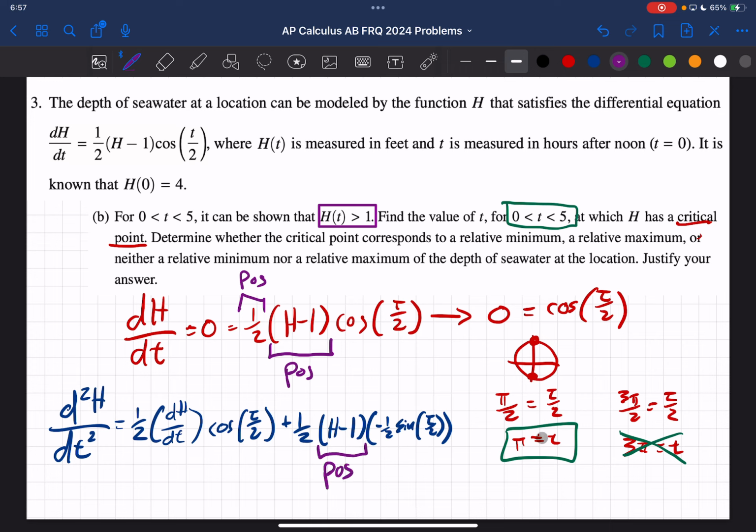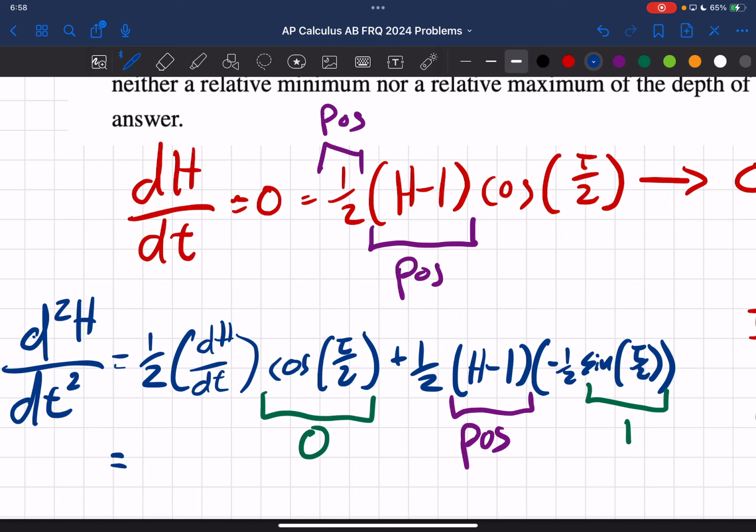But what else do I know? I know that t equals pi. Well, if I plug in pi over 2 here, I know that this is going to equal 0, and this is going to equal 1. So I don't have to worry about the rest of this first term here because it's going to be zeroed out. So I'm left with 1/2 times a positive times negative 1/2. So I have negative 1/4 times h minus 1.